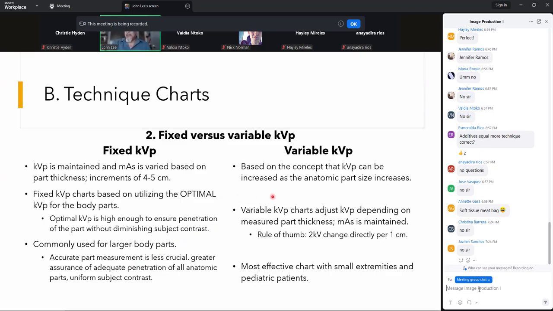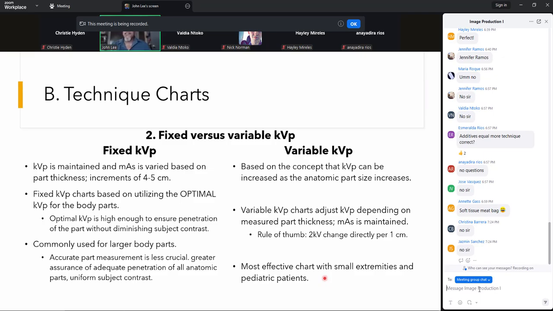With our variable kV, we're going to use the rule of thumb that states that for every centimeter change in part thickness, we will increase or decrease the kVp by 2. So if we're going from a 14 sthenic patient to a 15 sthenic patient, we started off with 70 kV. We go from 14 to 15, we're going to go to 72 for the 15. These are most effective with small extremities and pediatric patients.